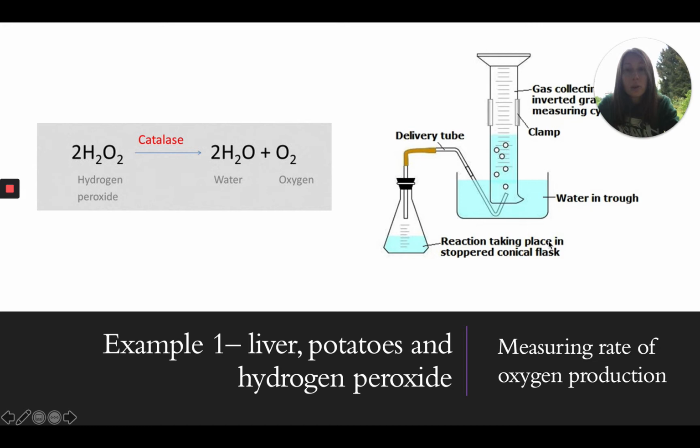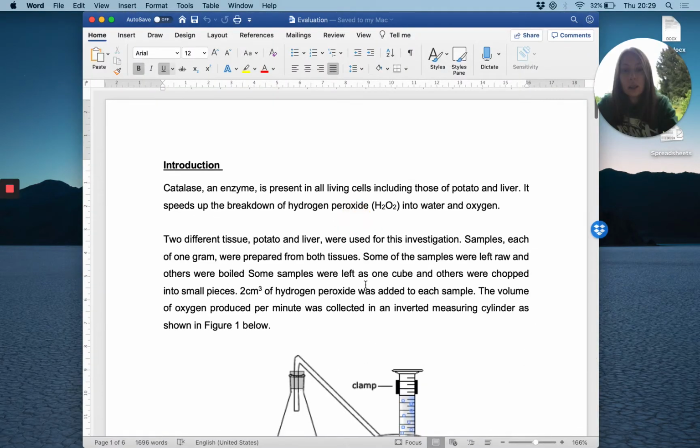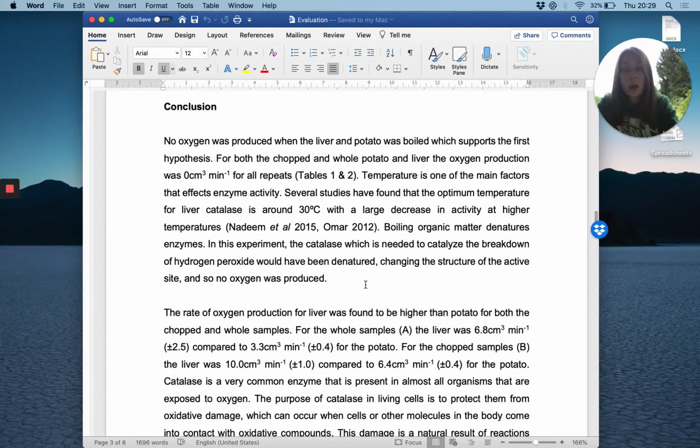In this video I'm going to be covering the evaluation of an experiment we looked at in the previous video, which was the activity of catalase, the enzyme. So let's have a look at the experiment. So here is the conclusion that we wrote up in the previous video. If you want to have a look at that again, just check out the video.